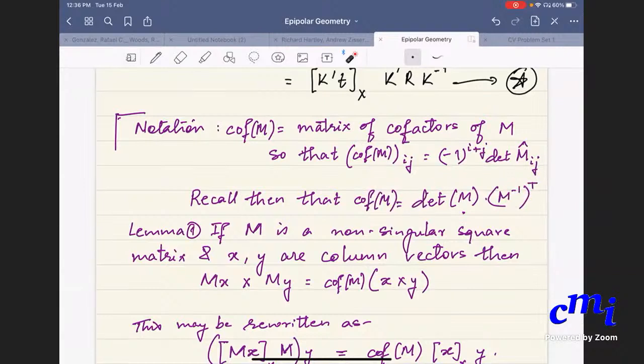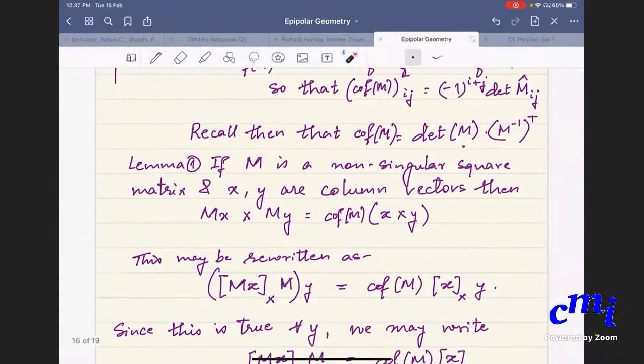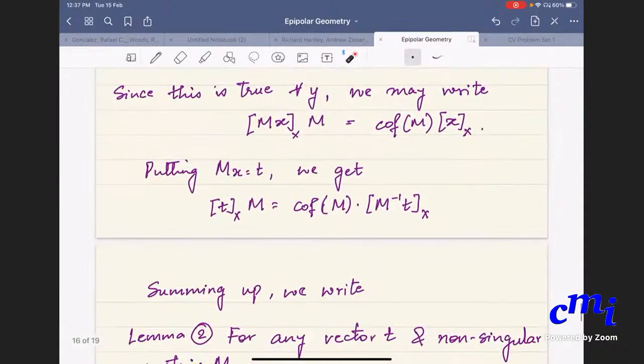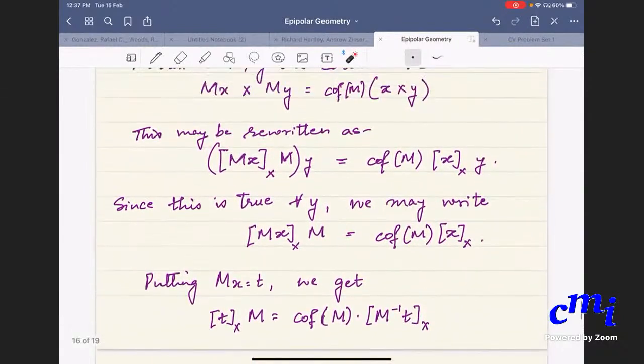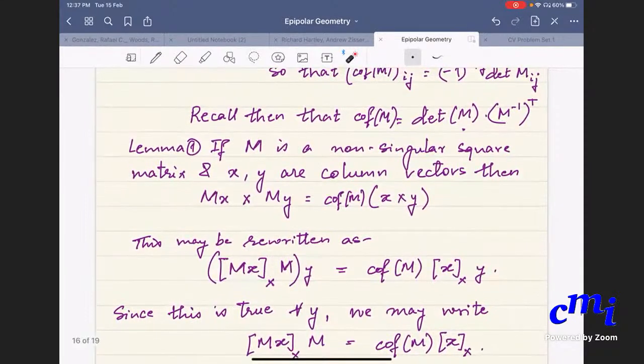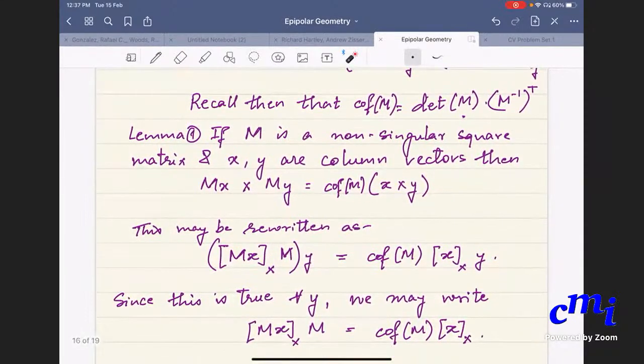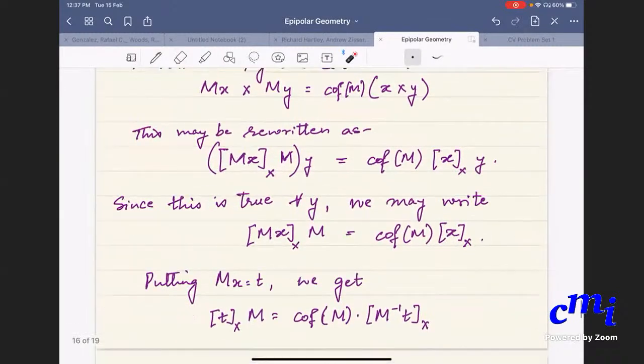So anyway, what I want to say is that if you have X and Y being column vectors, then one thing to observe is that Mx cross My can be thought of as the cofactor matrix of M applied to X cross Y. So this can be easily checked actually. I think I have written something here, or maybe not. But anyway, this is something you can easily check. So Mx cross My is cofactor of M times X cross Y. So that's the first point.